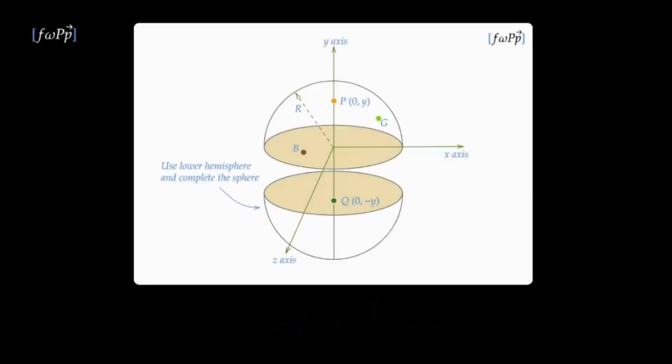Only one clue is sufficient to solve this problem. If you were to bring a lower hemisphere, which is similarly charged, and complete this sphere, then we know the net field inside a spherical shell must be equal to 0, and that's from shell theorem. So that's the only clue needed to solve this problem.